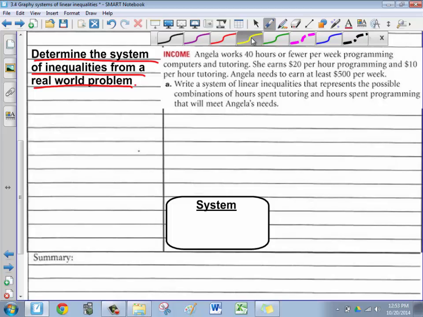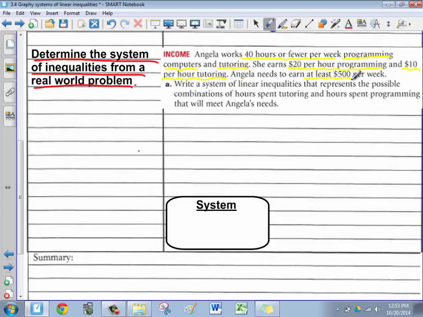So it says Angela works 40 hours or fewer per week. Okay, 40 hours or fewer she works per week. That would be nice for me if I could work 40 or fewer a week. Oh, she does programming, computers, and tutoring. Okay, she earns $20 per hour programming and $10 per hour tutoring. Angela needs to earn at least $500 per week.